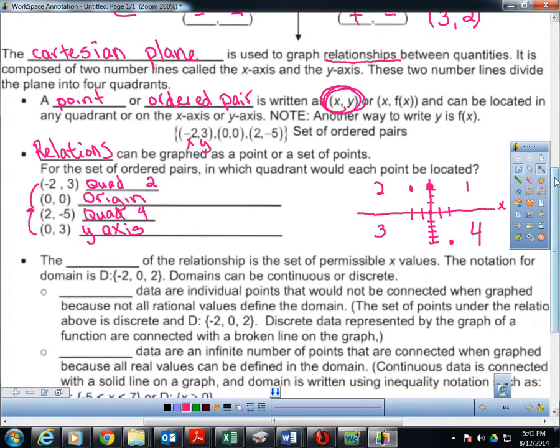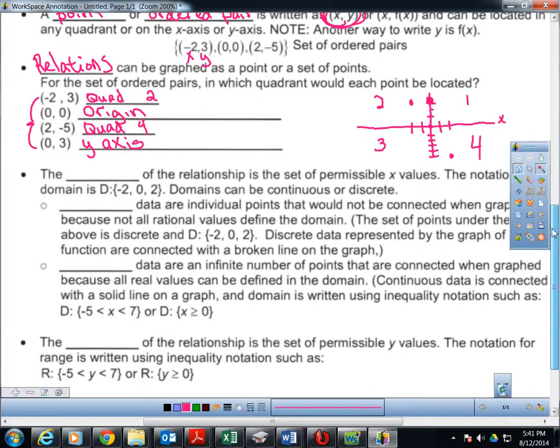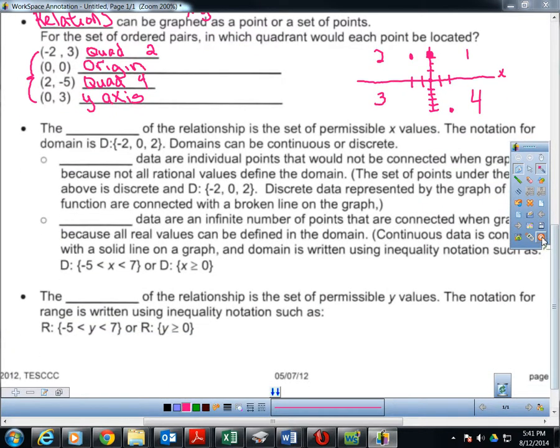Okay? Let's look at a few more vocabulary words. Okay? The domain, that's what this blank is, domain, D-O-M-A-I-N, of the relationship is the set of permissible x values. That's the part that you need to memorize. Domain equals x every time. We will be using that for the rest of the year, so that's very important. Okay, domain x. That's all I care about you knowing. Domain x.